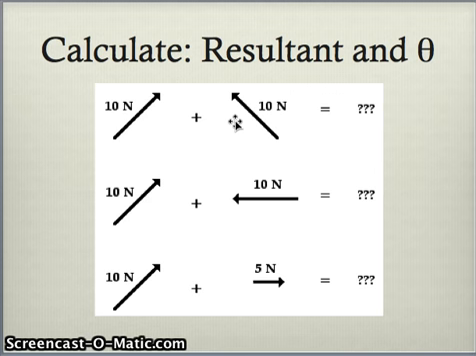Remember, you are able to move them however you want. Draw them to scale on your paper, and try to get them down so that you have a triangle with the resultant forming the last side of the triangle. Okay, go ahead and try to solve for these, and if you have any questions, don't forget to ask them in class.